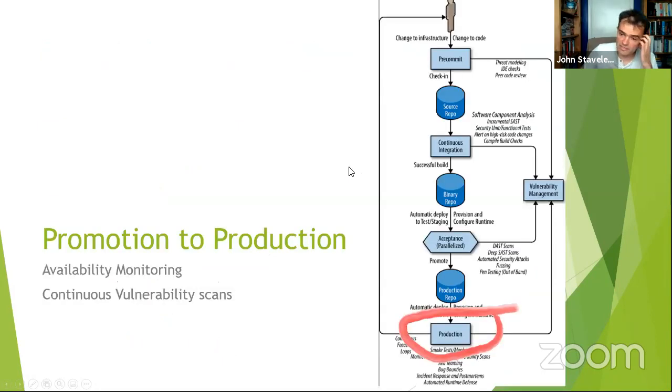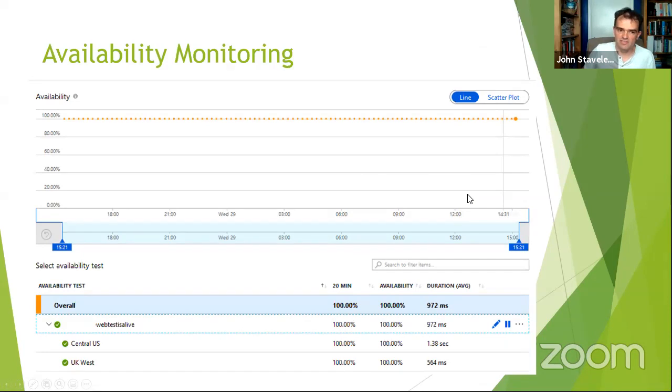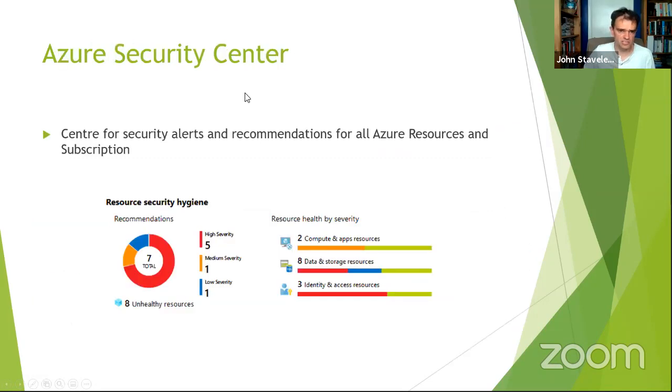So finally, promoting to production. I have to speed up a bit. It does obviously a check from an availability perspective. So it's checking the website is up by pinging it from the US and UK. And then you've got the Azure Security Center. So this is different to the AzSK. So again, it's giving you different feedback about your security profile in Azure.